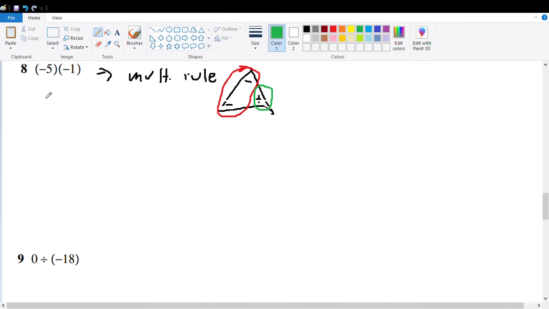5 times 1 is 5. So our final answer is 5. So that's our answer, 5. If you want to be fancy, you can add a positive sign here. Positive 5. Again, you don't need to put the positive.